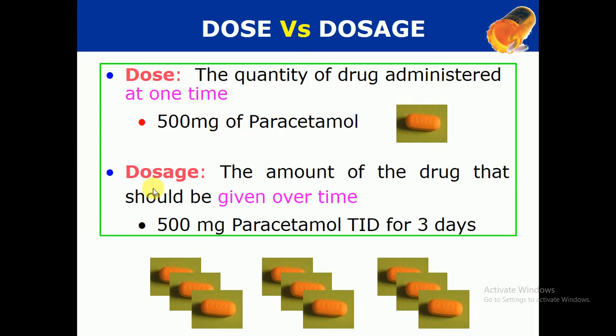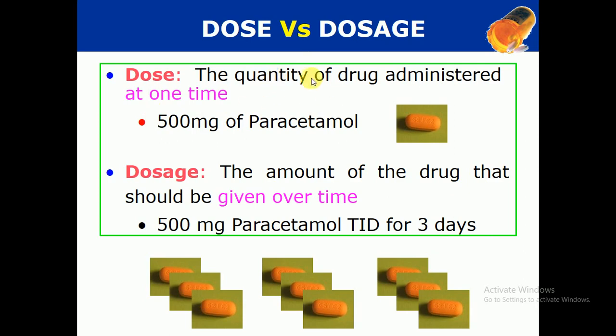Now look at here, dosage. Dosage is the quantity or the amount of drug that should be given over time. Let's suppose the same drug, 500 milligram paracetamol, TDS, you can say 3 times for 3 days. So here the time is properly mentioned. That's why in this case, this is a little bit different.